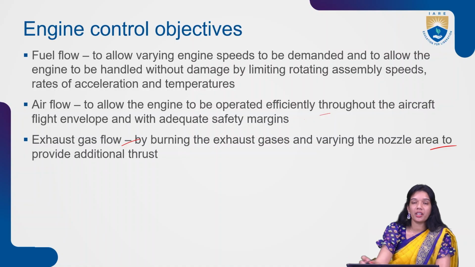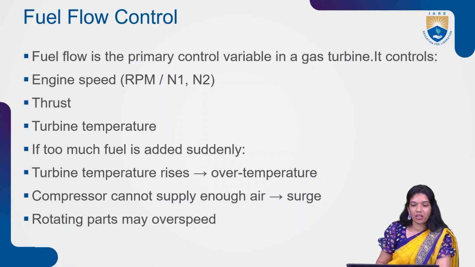So these are the three main important objectives that a controlling unit has to take care of, which is the basic control problem in the engine and the fuel systems. When we talk about the fuel flow control, we'll discuss each one of them. Now the first is the fuel flow control.